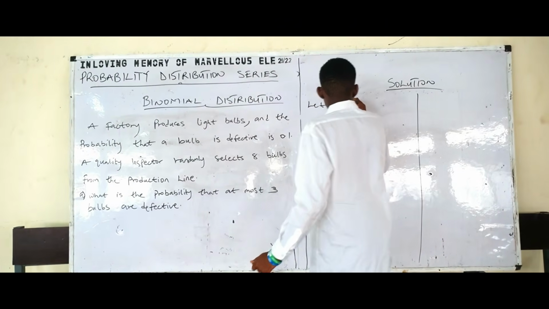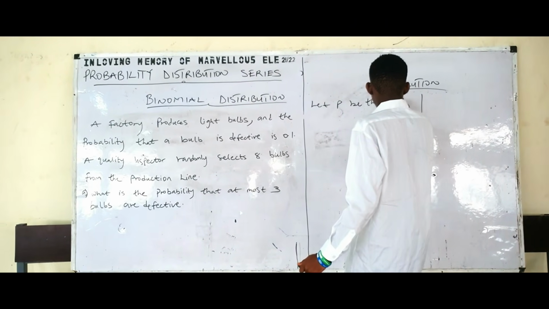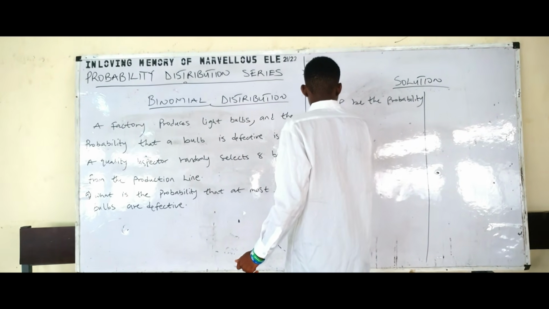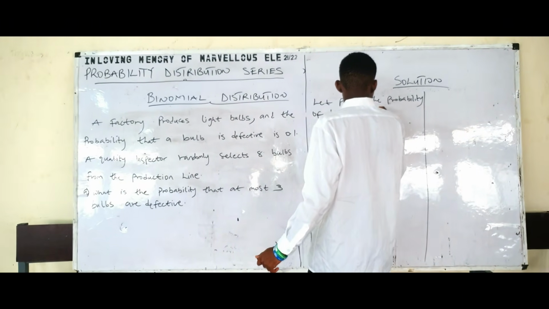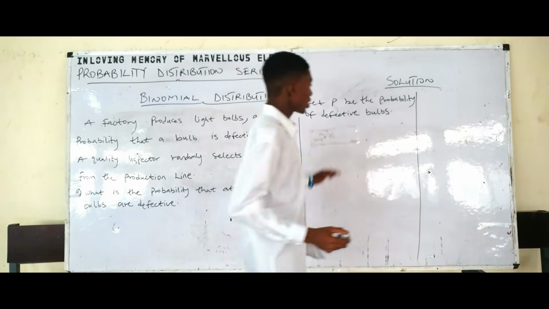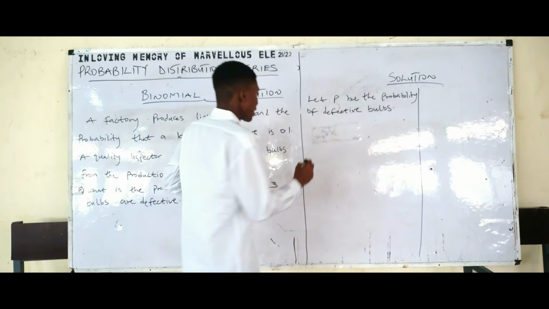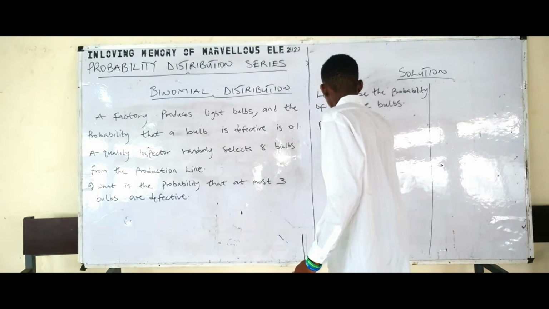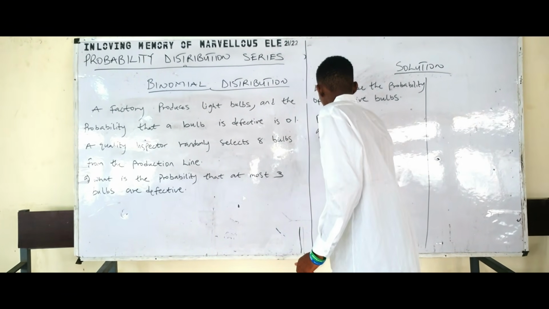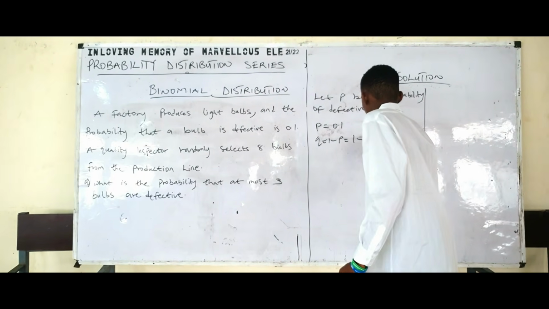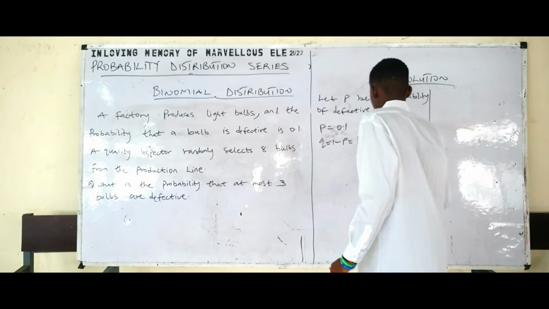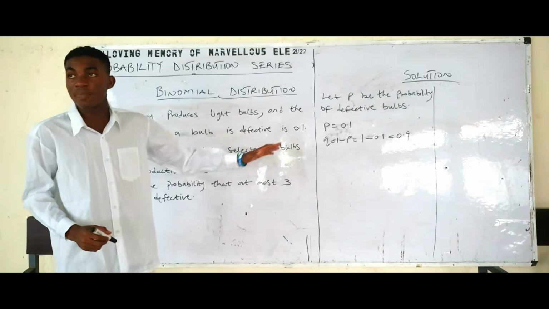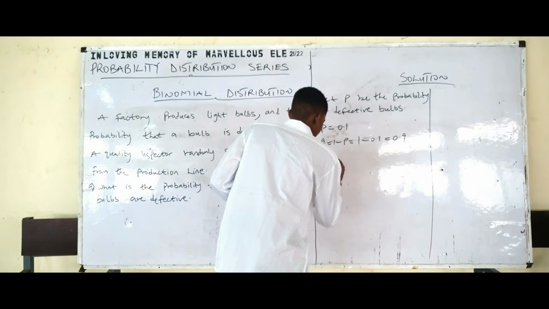So let p be the probability of defective bulbs. The probability of defective bulbs is 0.1, so p is 0.1. And our q is 1 minus p, which is 1 minus 0.1, which is 0.9. The quality inspector randomly selects 8 bulbs, so our sample size is 8. So n equals 8.